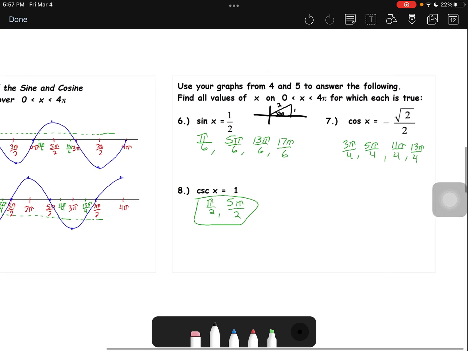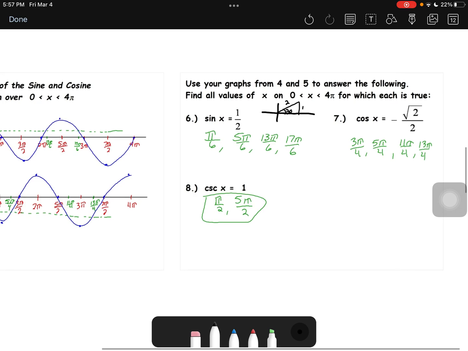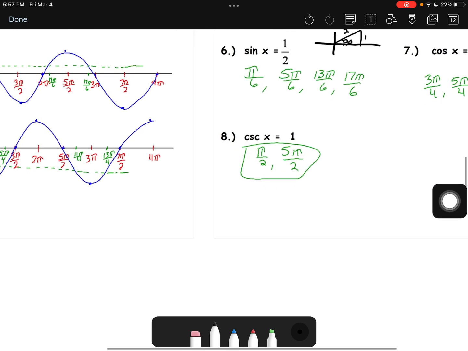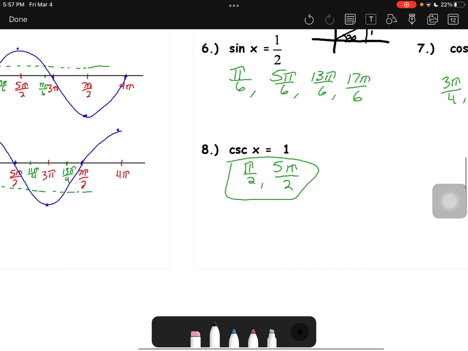Okay, a similar process was used for the cosine, where it was the square root of 2 over 2. We're using a 45-degree reference angle. Being negative, we had to do quadrants 2 and 3, and then went around and did the coterminal angles with those. What I hadn't really talked about yet was this cosecant one.